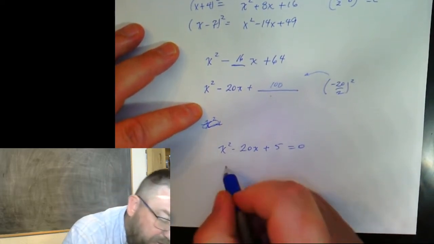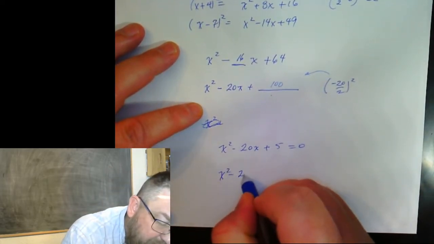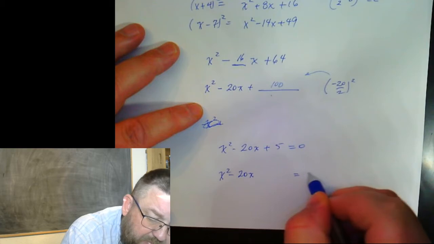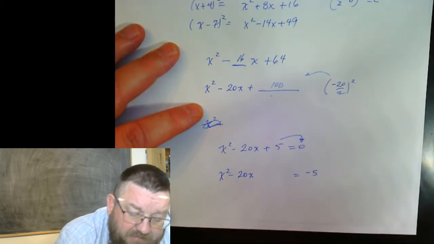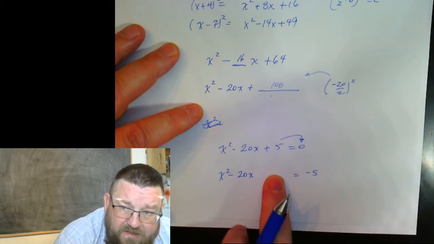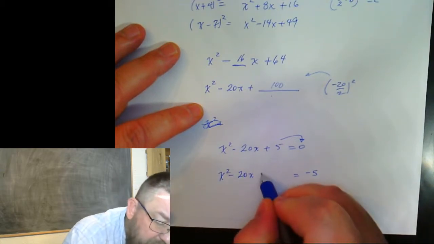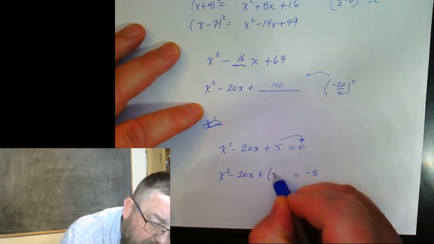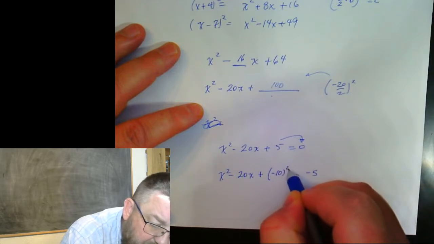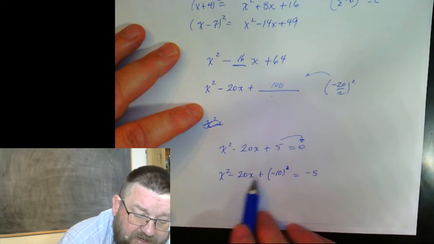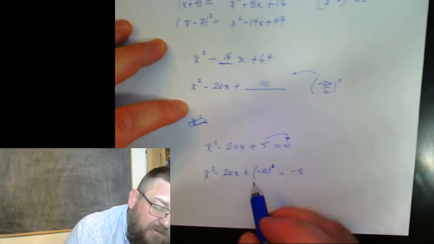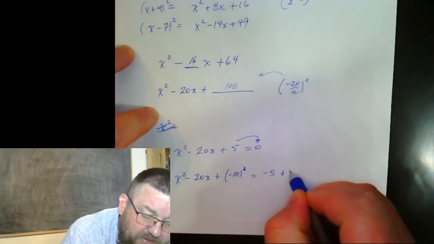So here's what we're going to do first. We're going to rewrite it. We're going to leave space. We're going to move that 5 to the other side, and we're going to make this a perfect square. Now, what we're going to do is take half of that number and square it. Do you see? So we did. Half of this number is negative 10, and we square it. And then what we do to one side, we have to do the same thing to the other.